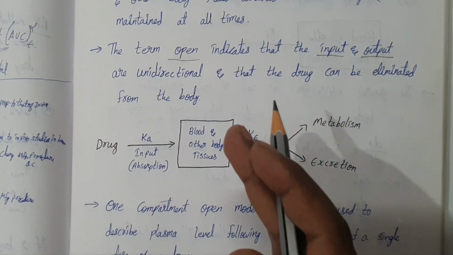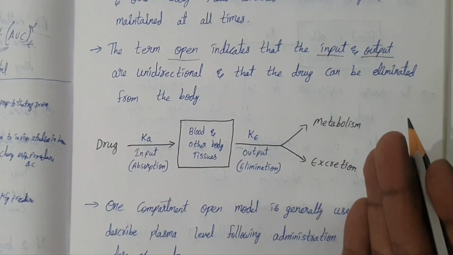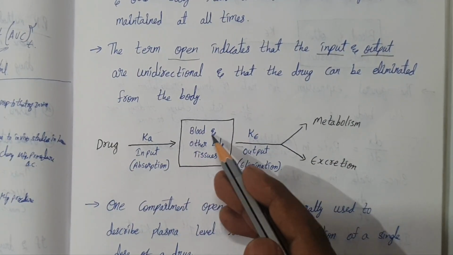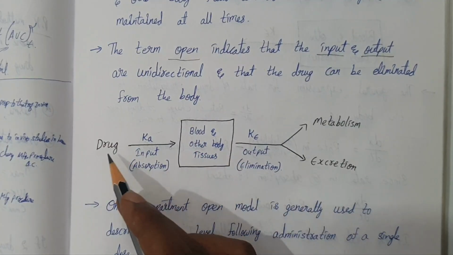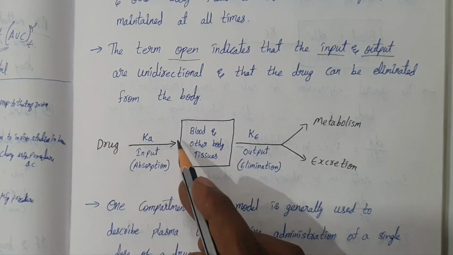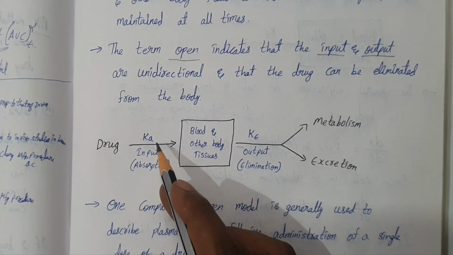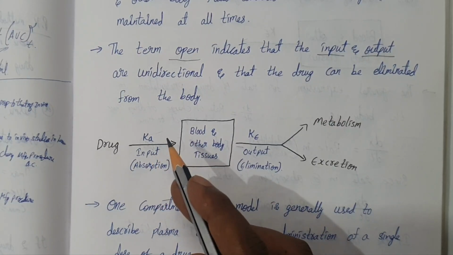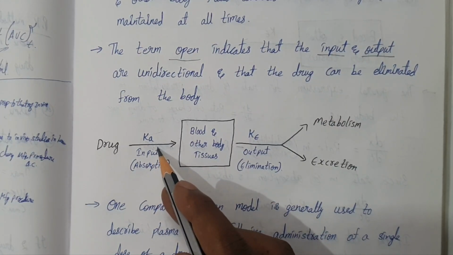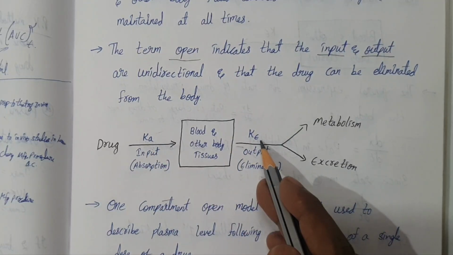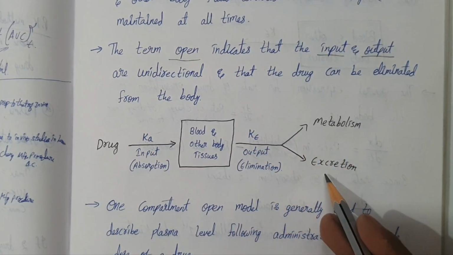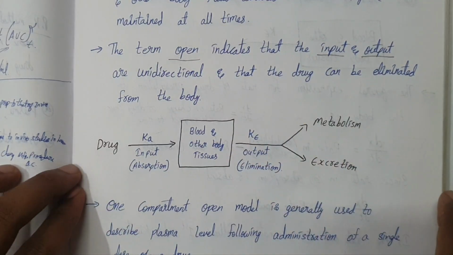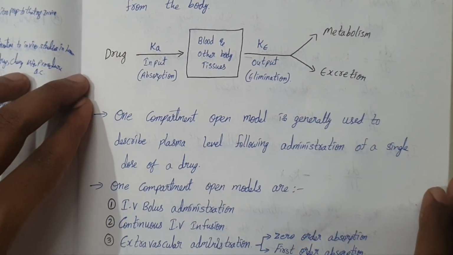First, this is the overview of the one compartment open model. One compartment means we are considering the body as one compartment. Our drug enters, and absorption can occur if it is the oral route. If it is the IV route, then no absorption will be there, so direct elimination. Elimination means metabolism and excretion. So this is the overview of the one compartment open model.